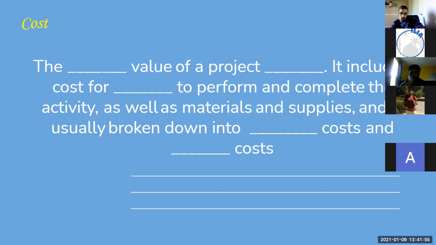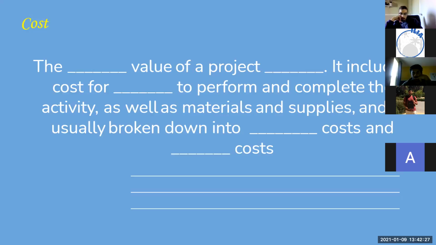Projects. Why is the project existing? To accomplish something, right? For the project deliverables. So if you accomplish something on your project, you spent time and effort on it, it has a value, and that value is the cost that you've expended up to that point. And includes costs for work to perform and complete the activity, right? As well as materials and supplies.